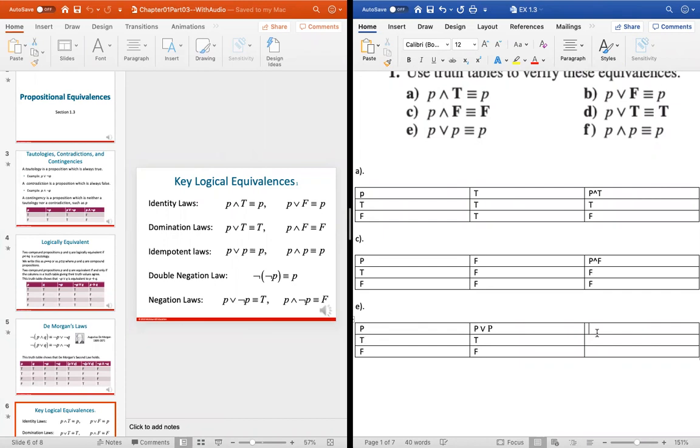False. And then we know that the value of this compound proposition P or P is equal to P itself. So using the truth table, we proved that they are logically equivalent to each other.